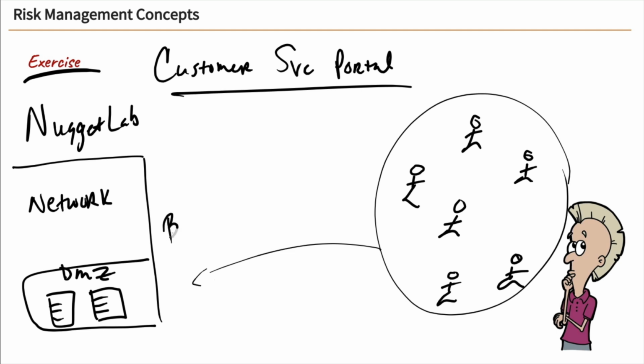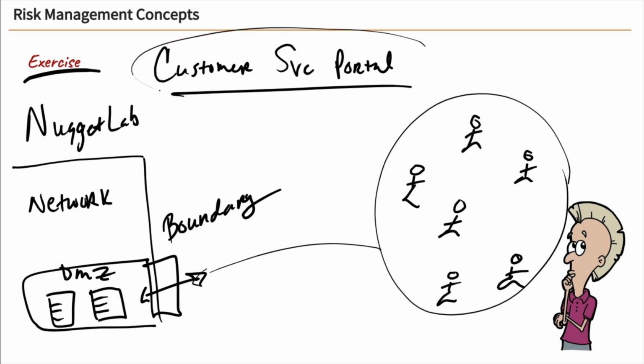So we see here that the boundary is at the network edge. That's where our connection is to the internet. So now we need to figure out what kind of threats do we face? And we're focusing on our customer service portal. What kind of threats are out there that may cause us harm?